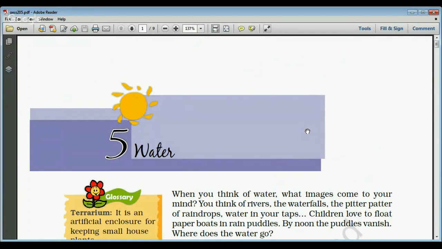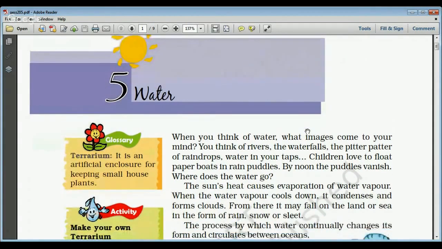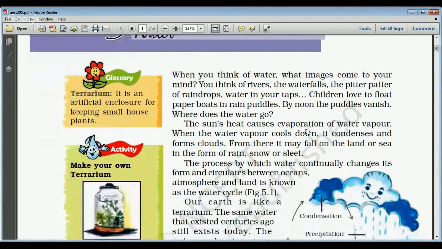So let's start Chapter 5 of the Class 7 NCERT Geography. In this chapter, the explanation about water forms, fresh water, and various types of water forms on the earth are explained. First of all, we will know what a terrarium is.